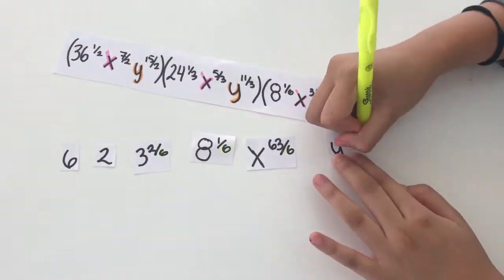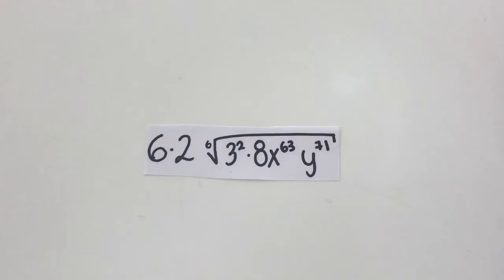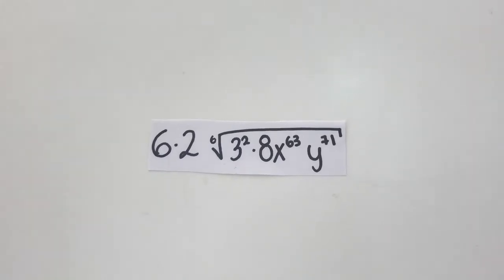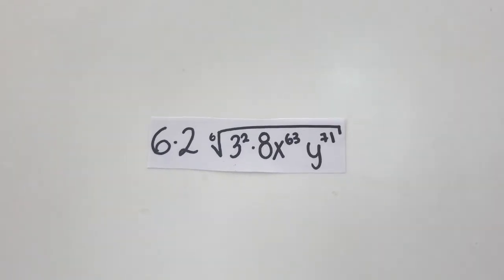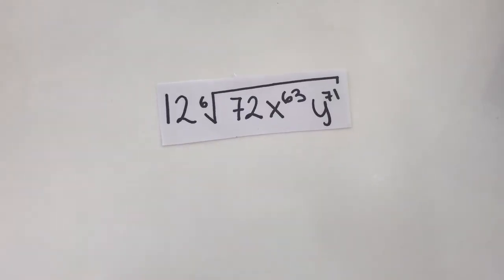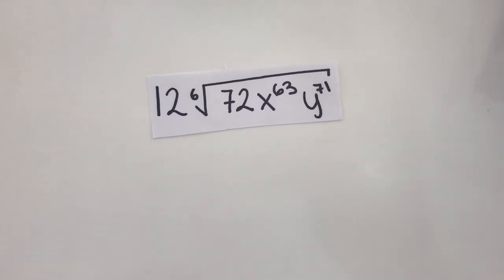Now we can work with the same radical. So we have 6 times 2, sixth root of 3² times 8x⁶³y⁷¹. Now we multiply 6 with 2. We raise the 3 to the square and then multiply it with the 8, which gives us 12, sixth root of 72x⁶³y⁷¹.